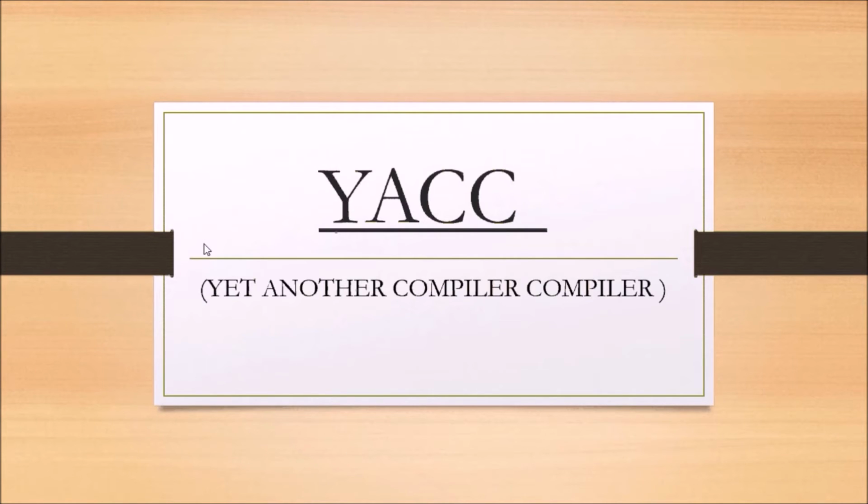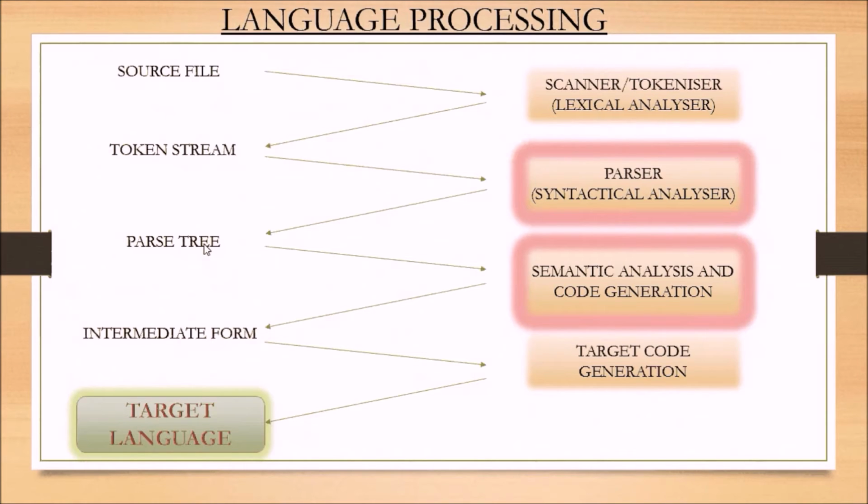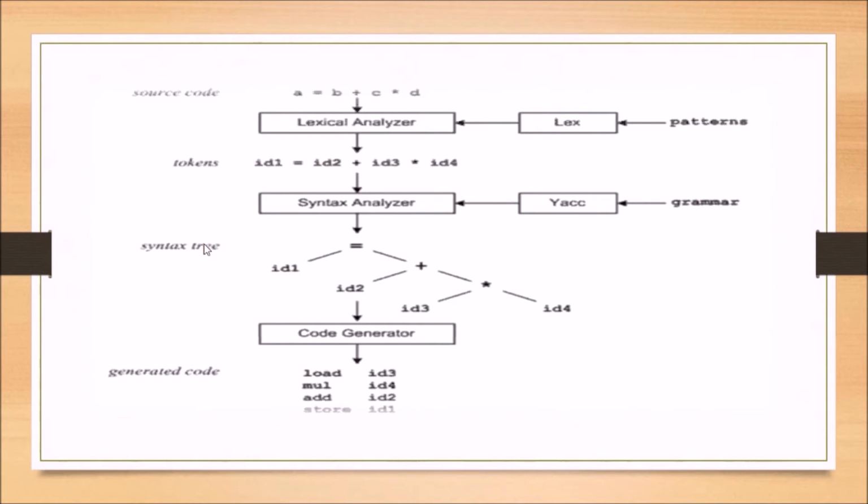And now we will look at YACC. First of all, we will talk about what exactly YACC is, how it works, and then we will look at the program code and see how it works. Here we will look at the second and third block of the language processing, that is, the parser and the semantic analyzer. YACC and LEX are used together. YACC stands for Yet Another Compiler Compiler. It does parsing and semantic processing on the stream of tokens produced by LEX and also manages the parse tree.